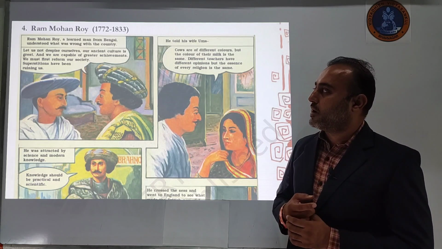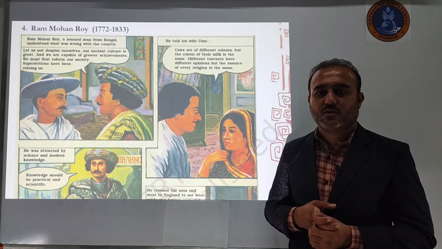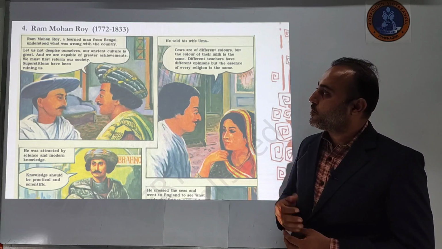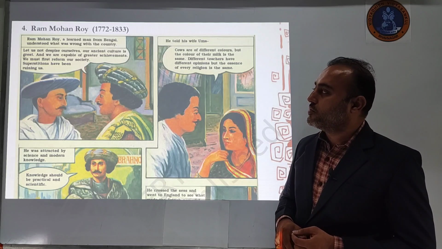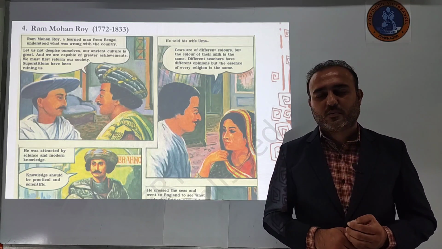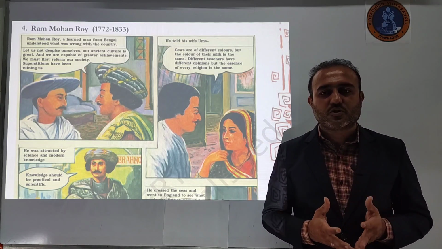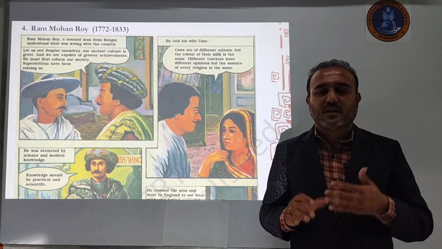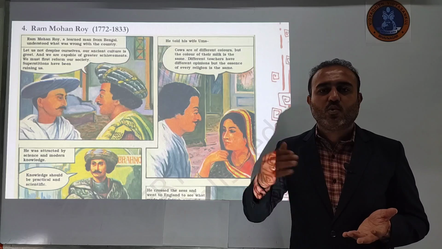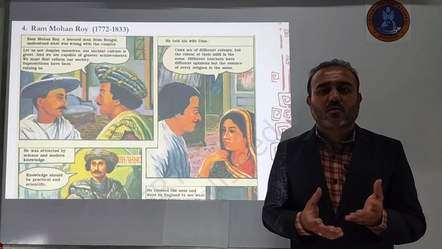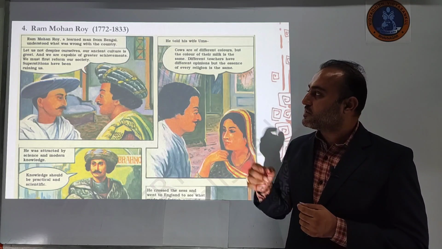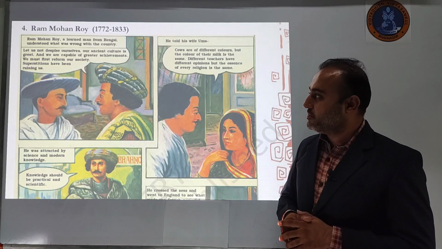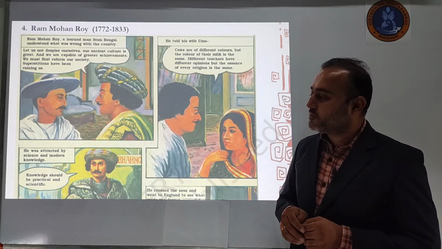Raja Ram Mohan Roy, a learned man, that means he was very knowledgeable, from Bengal, understood what was wrong with the country. That means when he tried to understand the situation of the Indians, that why the situation has changed, why the Indians are not able to move ahead, why they are not able to control the Britishers. He understood the situation, what was wrong with our country. What is written further?